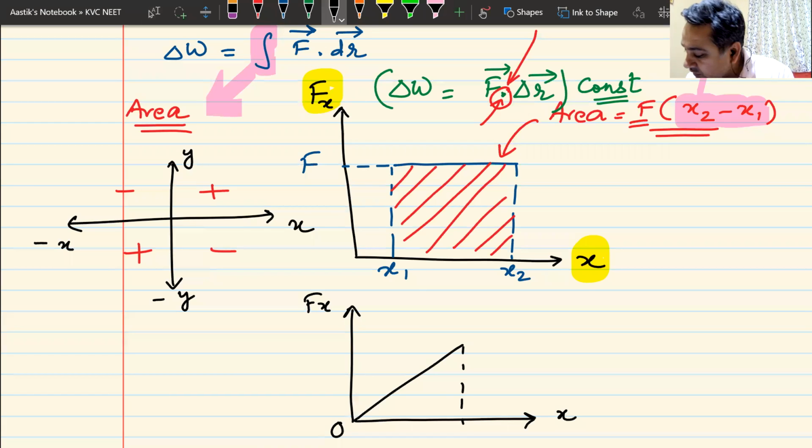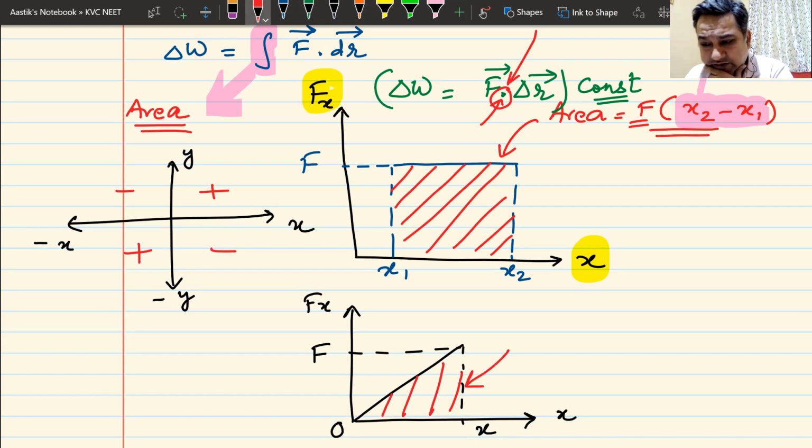This is x is equal to 0. This is x is equal to x. Here the force is equal to F. Now, this is not a constant force because it is varying with displacement or position. How will I find the work done by this force? Well, you can do it by integration, but you don't have to use integration. It's a simple triangle. You just need to find out the area of this triangle. And the area of this triangle is pretty simple.